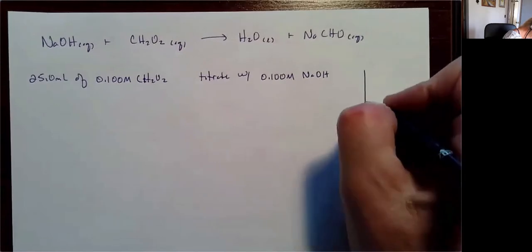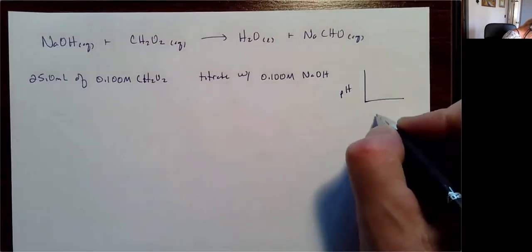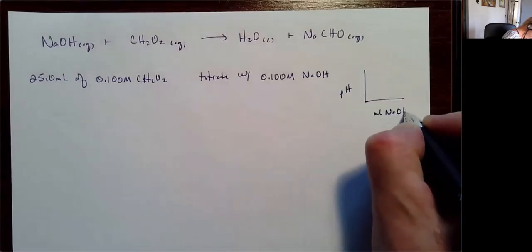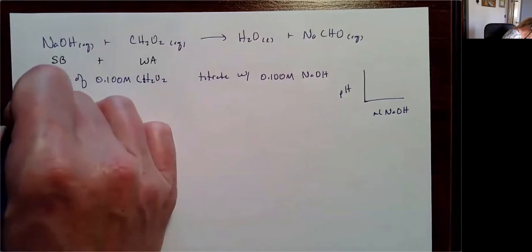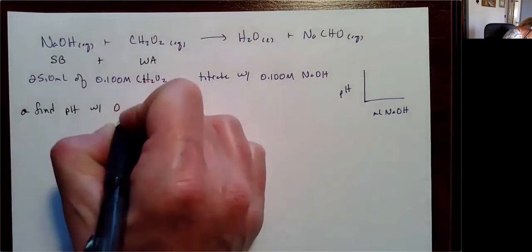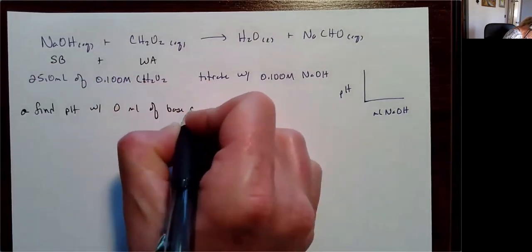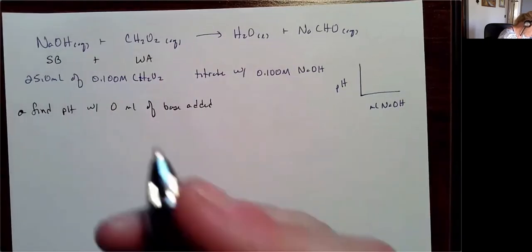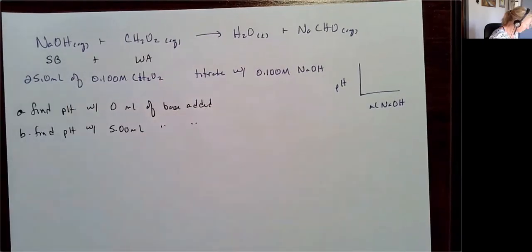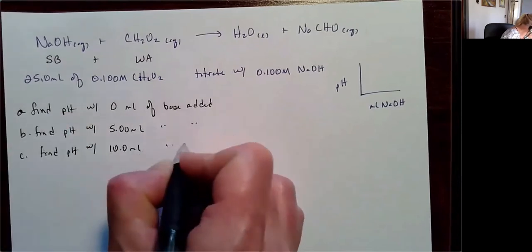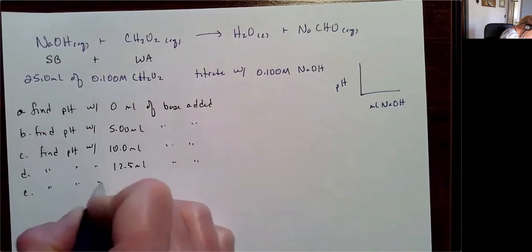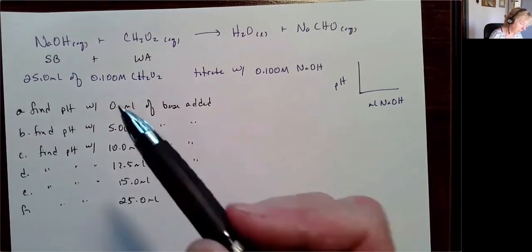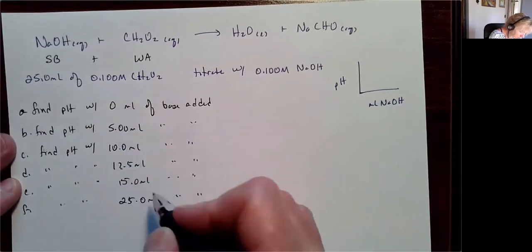So my pH titration curve is going to be with milliliters of sodium hydroxide down here. So this is a weak acid plus strong base, so now I'm going to have this buffer region in there. I'm going to find my pH with 0 milliliters of base added, with 5 mL, with 10 mL, with 12.5 milliliters, and then we'll do 15, 25. I have 0, 5, 10, 12 and a half, 15, 25.